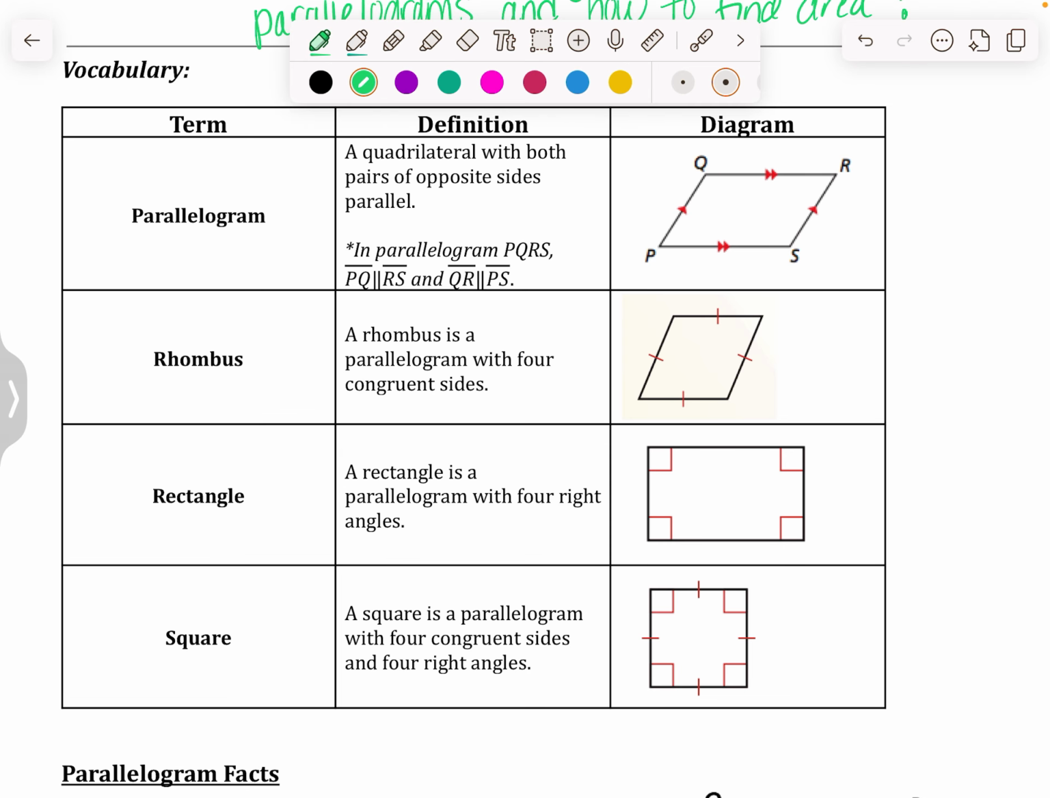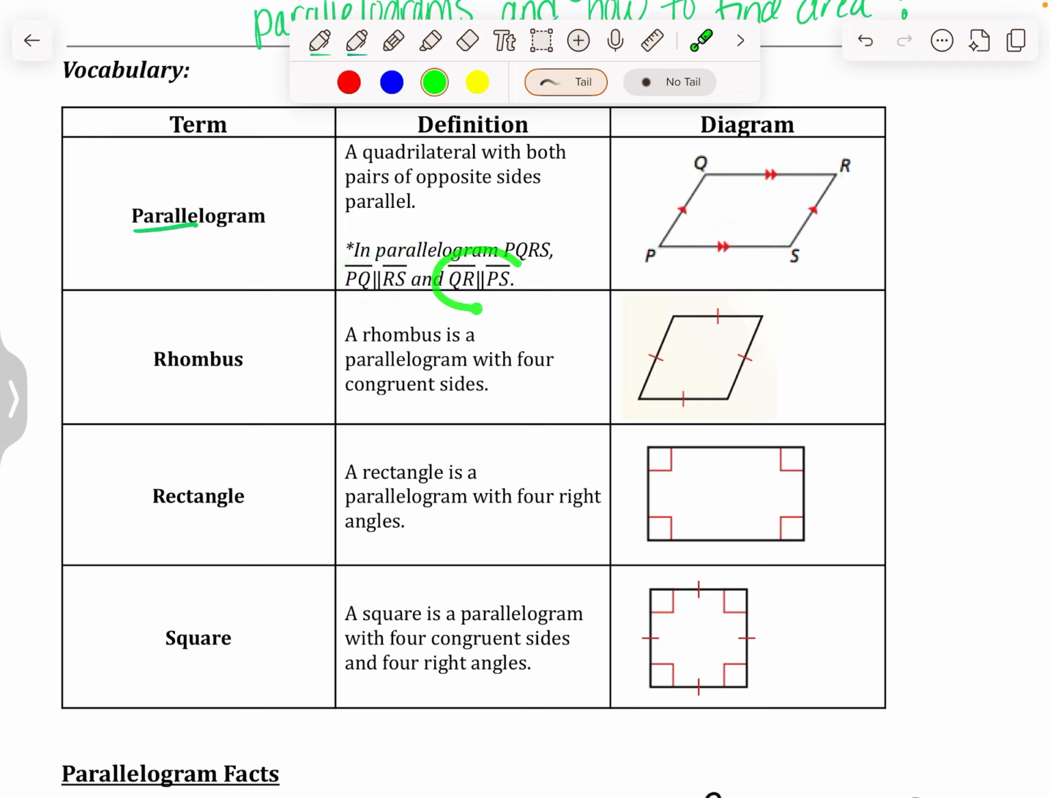So remember, a quadrilateral means it has four sides, and then it gets the word parallelogram because both pairs of opposite sides are parallel. And remember, we use this symbol to represent parallel lines. So this says that segment PQ is parallel to segment RS. So PQ and RS are parallel. And on our diagram, we mark the parallel lines with these arrows.